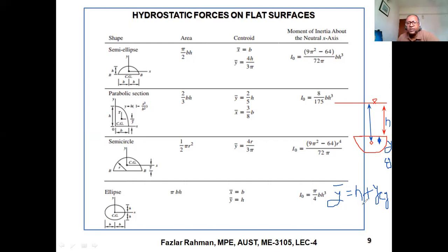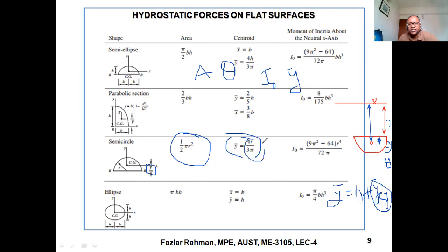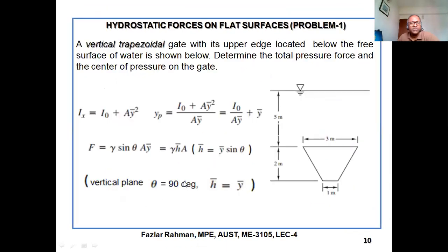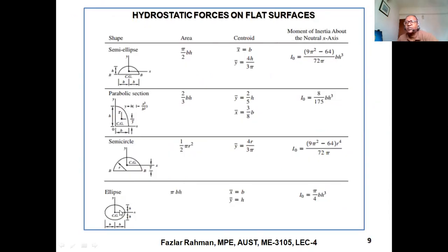Now, in the formula, we need area. We need to know the inclined angle. We need to know I naught, and we need to know y bar. So area right over here. Now y bar value, you see from the top flat surface is y. So this YCG is actually this value. And I naught you get from here. I naught equal to this much. So it's very easy. Similarly, if I give you an elliptical surface, right over here is the formula.